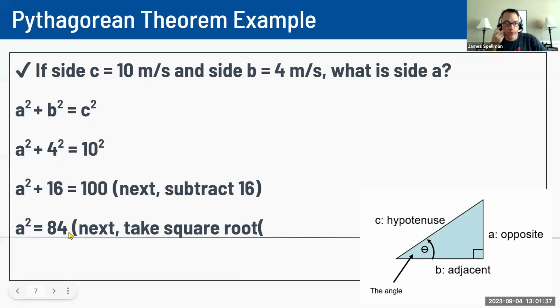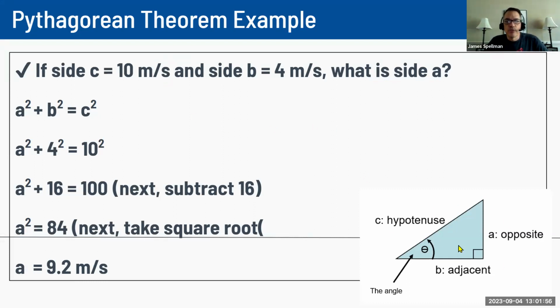So they would have to take the square root of 84 to get our answer. And ultimately, that would give us a side that's 9.2 meters per second. And notice these are not just meters, but meters per second, because instead of using actual sides of a triangle, we can turn these into vectors, and that's what we're going to be working on today.